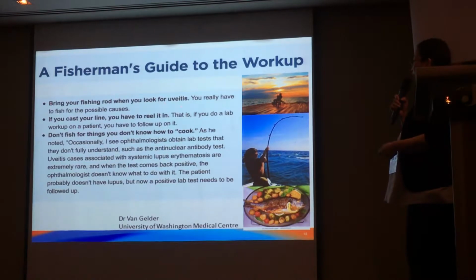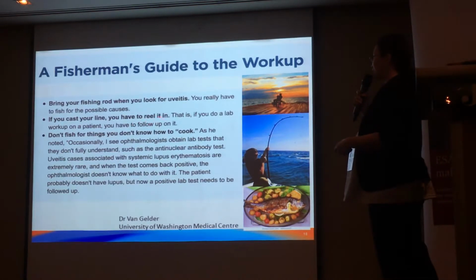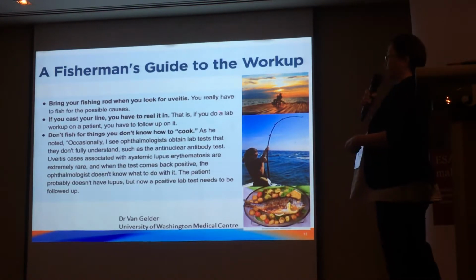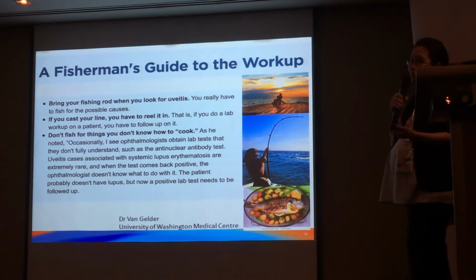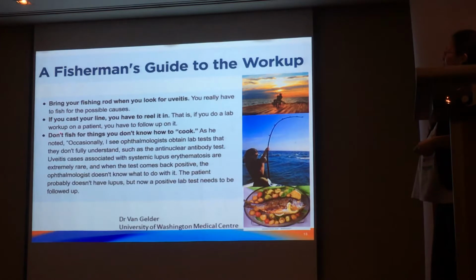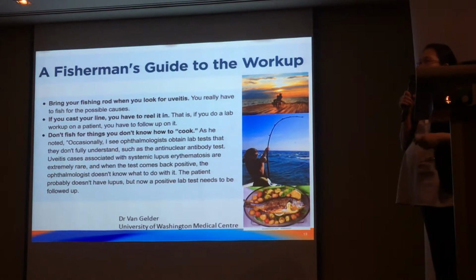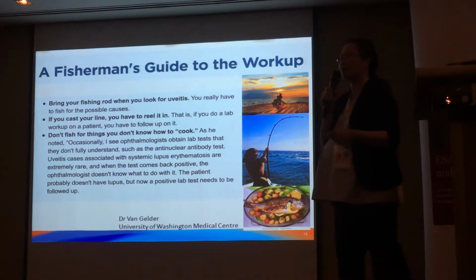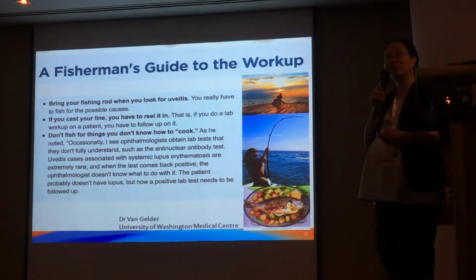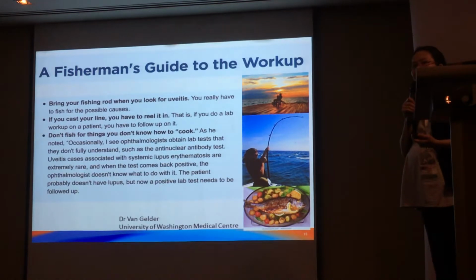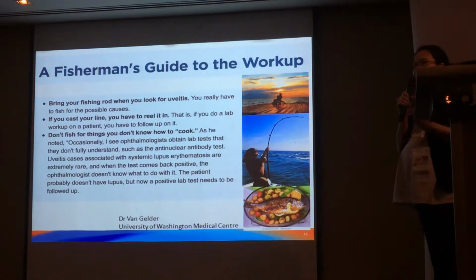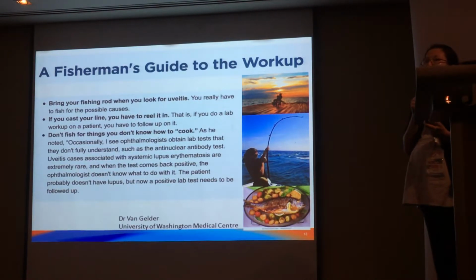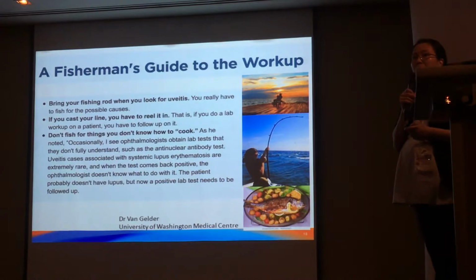So bring a fishing rod when you look for uveitis, because you really have to fish for the possible causes. And if you cast your line, you have to reel it in. If you do a lab test, please follow up on it. Don't leave it to your juniors or colleagues. And don't ever fish for things you don't know how to cook. The common mistake, which I agree with him on, is to send off an ANA. Many times, I'd say 20 to 30% of the time, it comes back positive, and you don't know what to do. Would you send them to a rheumatologist when you're otherwise systemically well? The rheumatologist is just evaluating your patient with a positive ANA and no other clinical signs. It's a waste of the patient's time as well, to be honest.